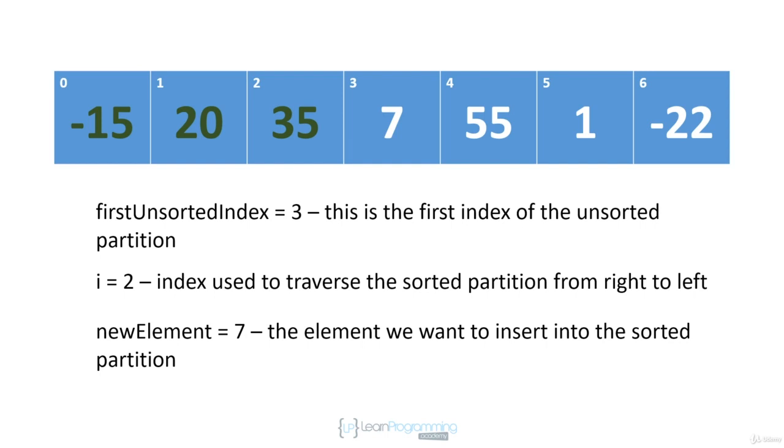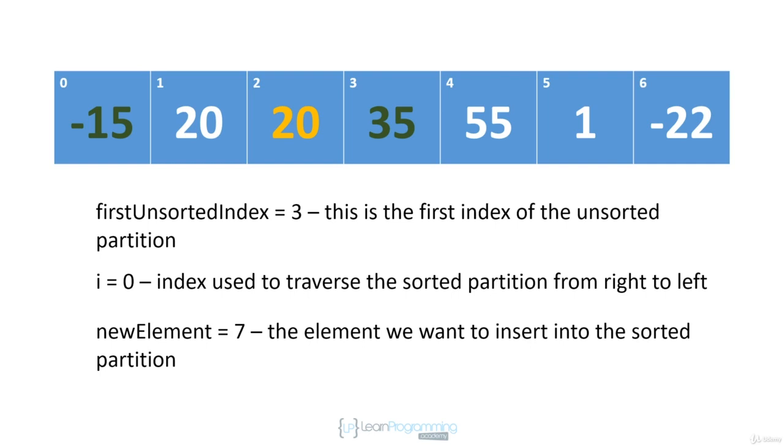So we're going to assign the value of 7 to new element, and we're going to compare 7 against 35. 7 is less than 35, so we're going to shift 35 to the right. We compare 7 against 20. 7 is less than 20, so we're going to shift 20 to the right. And then we compare 7 against minus 15. 7 is greater than minus 15, so we have found the insertion position.